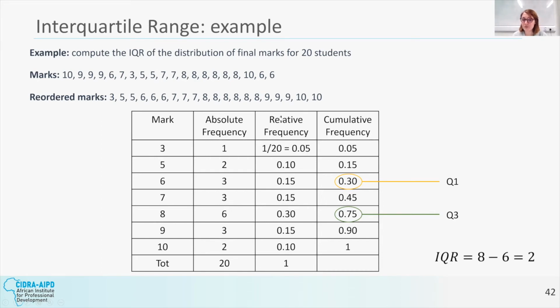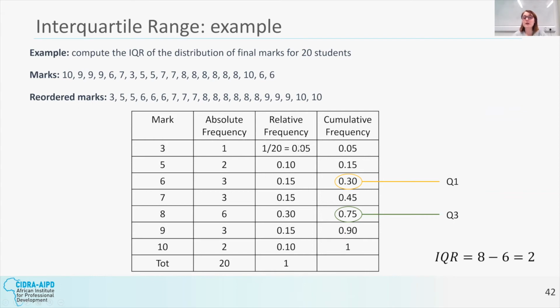Then we compute the relative frequencies. To compute the relative frequency, we need to divide the absolute frequency by the total number of observations. So we will have that for mark 3, the relative frequency will be 1 over 20, 0.05. And we compute all the other frequencies in the same way. The sum of the relative frequencies is always 1.